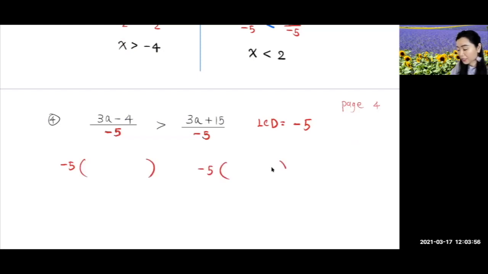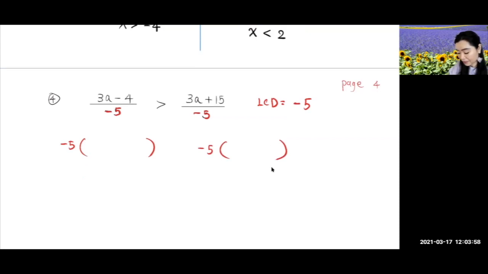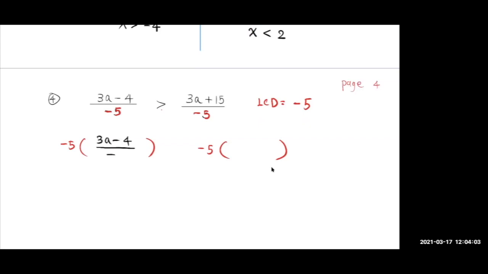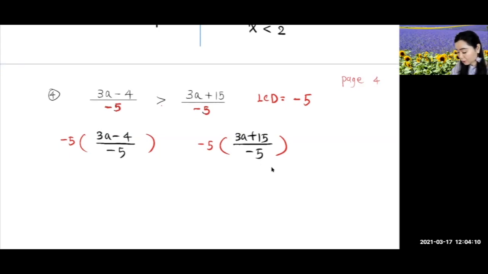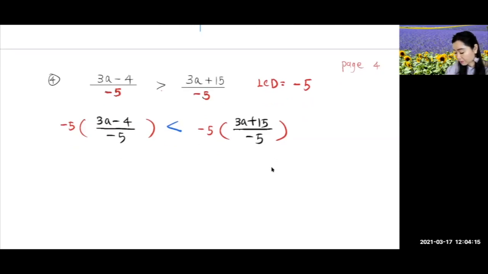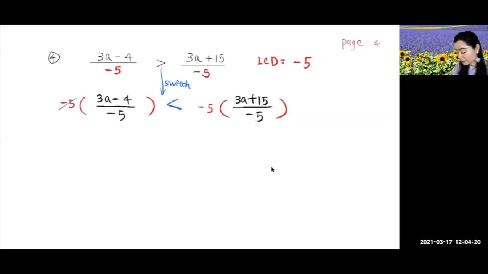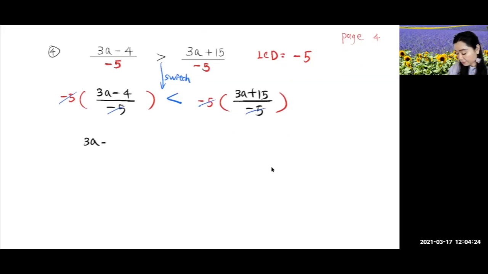What happened to this inequality sign? Switch or not? Yes. You say yes. Okay. So yes, it switches. So the tip points to the other side. Okay. So we need to switch. Then the -5 here cancels. So that will end up with 3a minus 4, and this side is 3a plus 15.